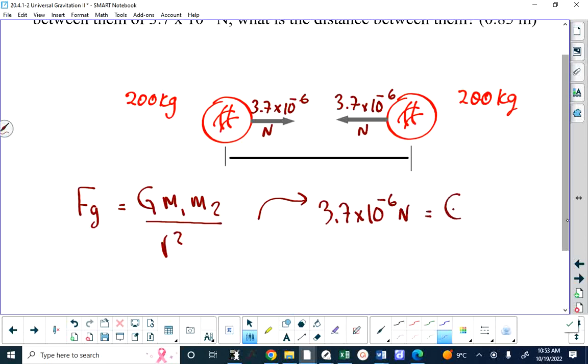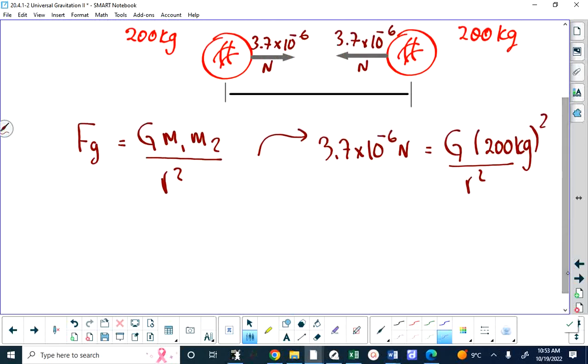This is equal to G, which I'm just going to abbreviate as G. We know it's 6.67 times 10 to the negative 11. And we know there are a special set of units there that make this all work. And I don't really have room to write out 200 kilograms times 200 kilograms, but that's okay because I can do this. When I multiply two things together that are equal, that's the same as just squaring them. And this is over r squared.